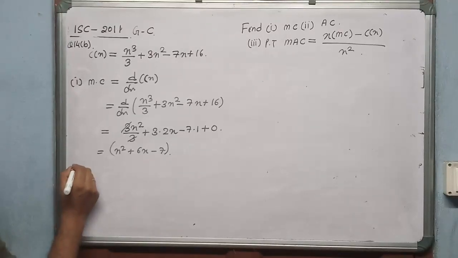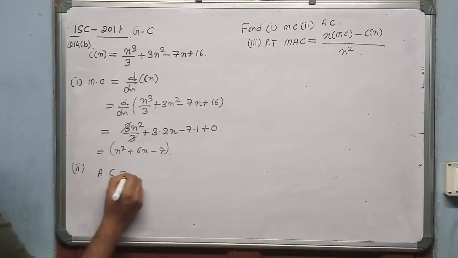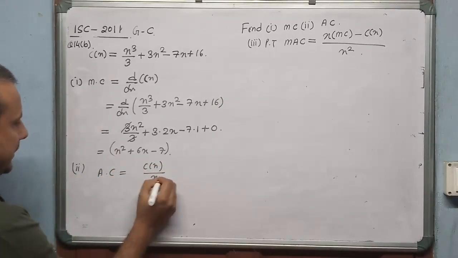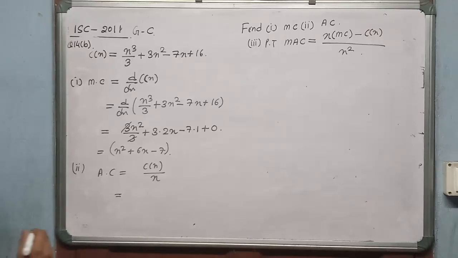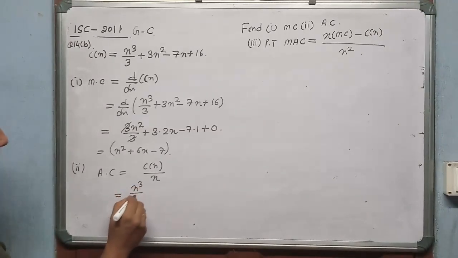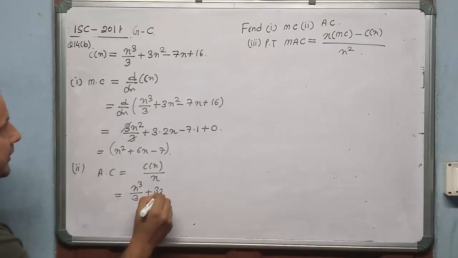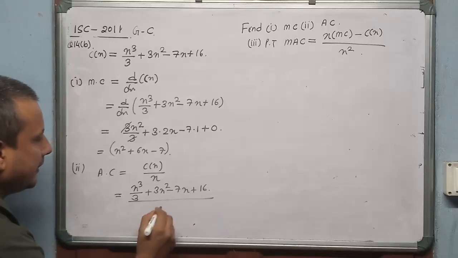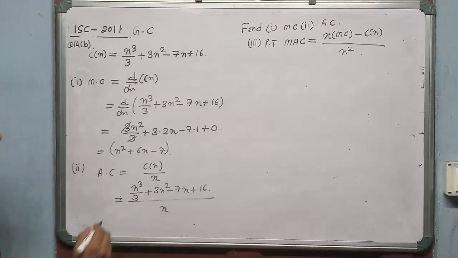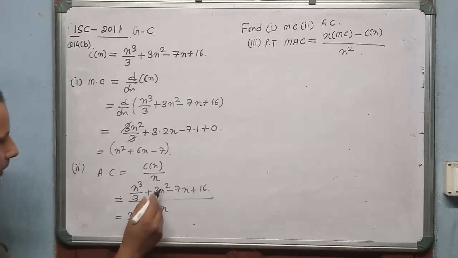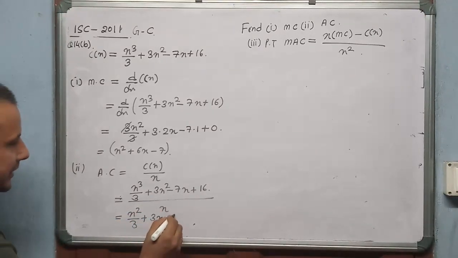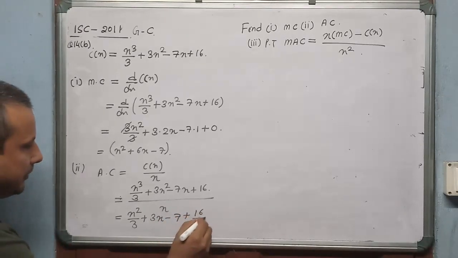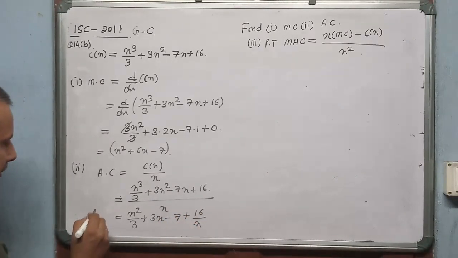Next, number 2 is average cost. To calculate the average cost, cost divided by x will give you the average cost. The cost function is x cubed by 3 plus 3x square minus 7x plus 16, divided by x. Then divide each term. It is x square by 3 plus 3x minus 7 plus 16 over x, which is the average cost.